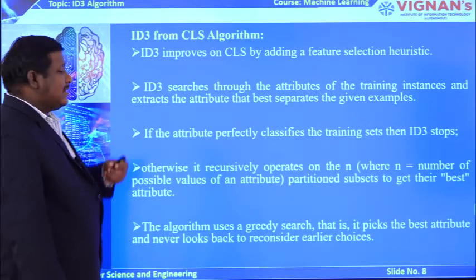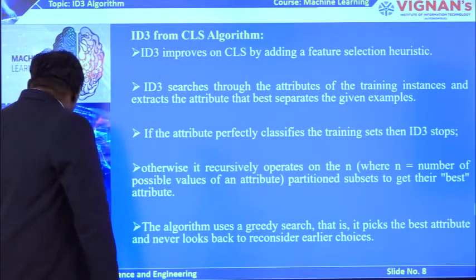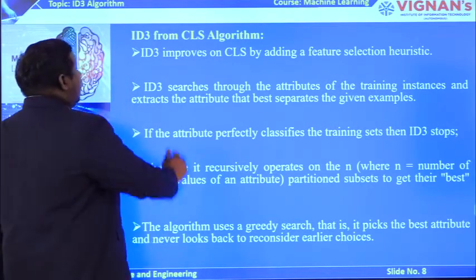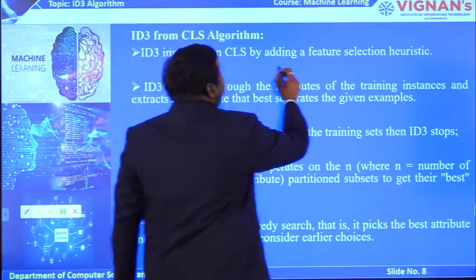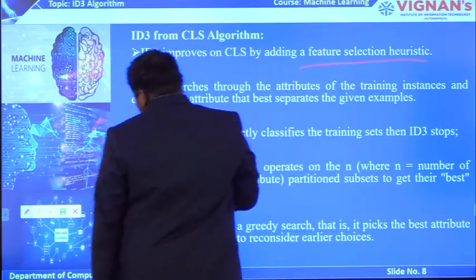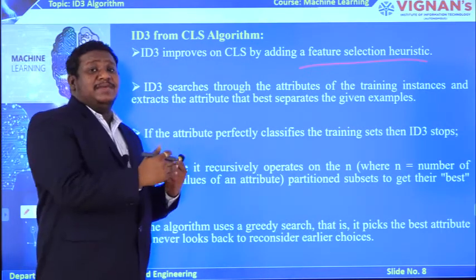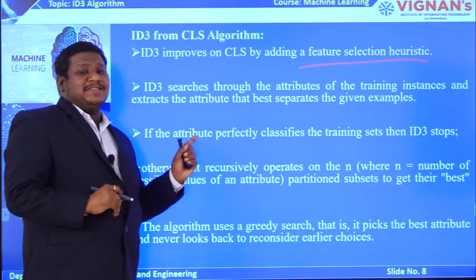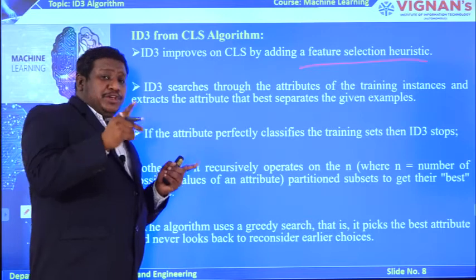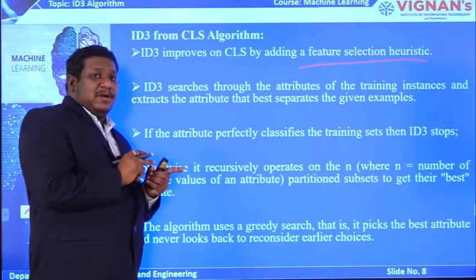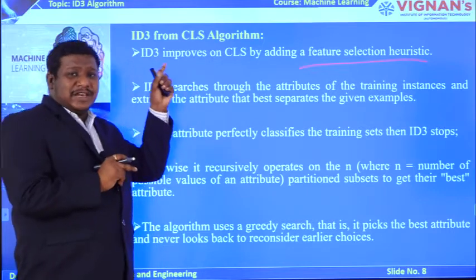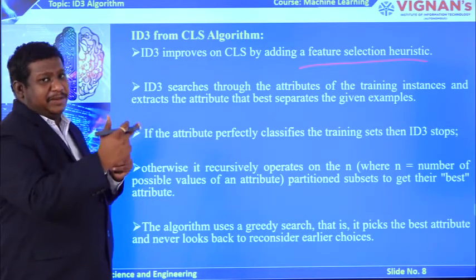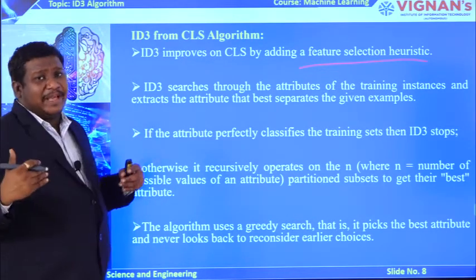Now, ID3 from the CLS algorithm. How has the ID3 algorithm evolved from the CLS algorithm? ID3 improves on CLS by adding a feature selection heuristic. So, ID3 is an advanced version of the CLS algorithm with an additional feature called the feature selection heuristic. I told you in the CLS algorithm the feature selection is done by the user, the designer or the expert. But in the ID3 algorithm the feature selection heuristic, that means a condition, is already equipped in an automatic fashion, not selected by the expert.